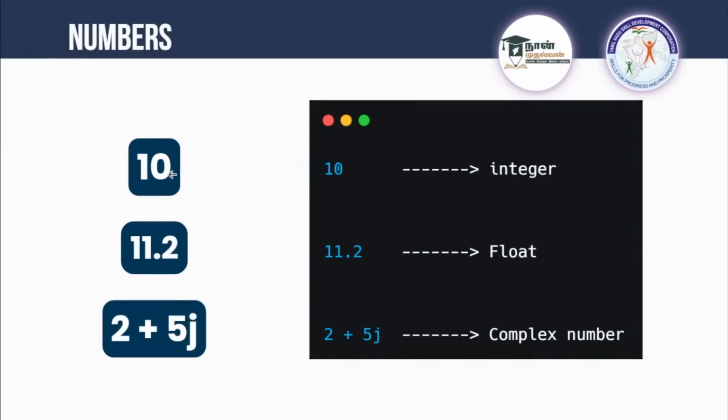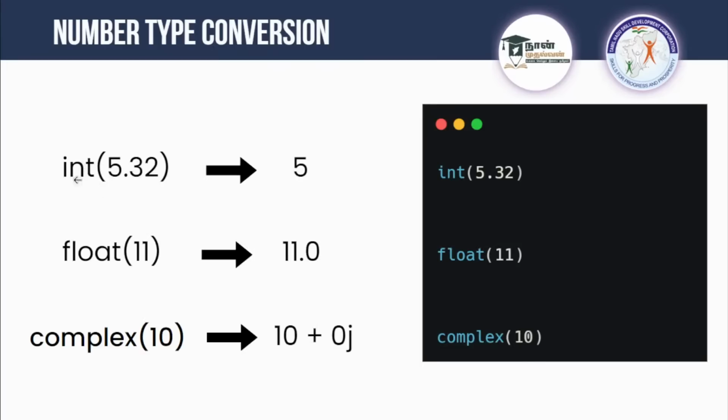Similarly, in a numerical data type we have three types, right? You can convert from one type to another, you can interconvert them, which is known as typecasting. How to do it: you can use this int option. If you pass some float number or complex number inside this int option, this will give you an integer of that number. Similarly, if you want to convert any number into a float number, you can pass it inside this float. If you want to convert it into a complex number, you can pass it inside this complex. So this is what the type conversion is.